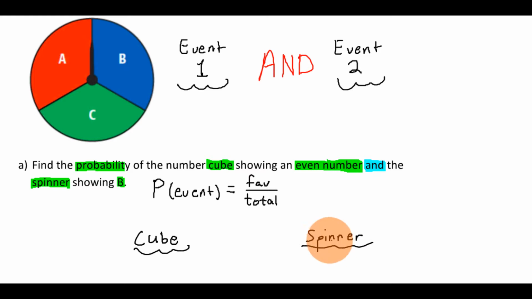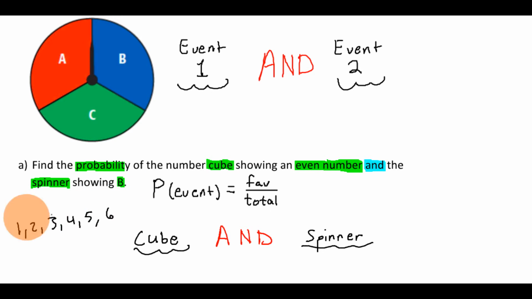We can underline that. And there's something connecting these two events, and it's that word "and." So let's choose that red color. I'm going to write that word "and" in between them. Now, since I'm dealing with a number cube, one trick is to write out the numbers that are on a number cube. So I'll do that over here. 1, 2, 3, 4, 5, also 6.